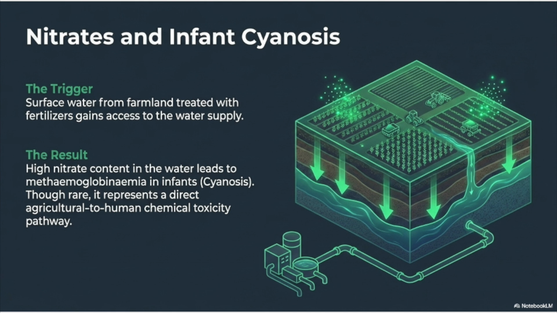Another important chemical concern involves nitrates and infant cyanosis. The trigger for this begins when surface water from farmland treated with fertilizers gains access to the water supply. The result is that high nitrate content in the water leads to methemoglobinemia in infants, also known as cyanosis. Though this condition is rare, it represents a direct agricultural to human chemical toxicity pathway.